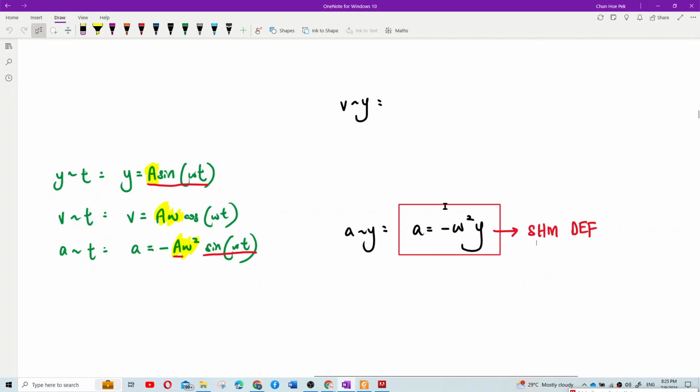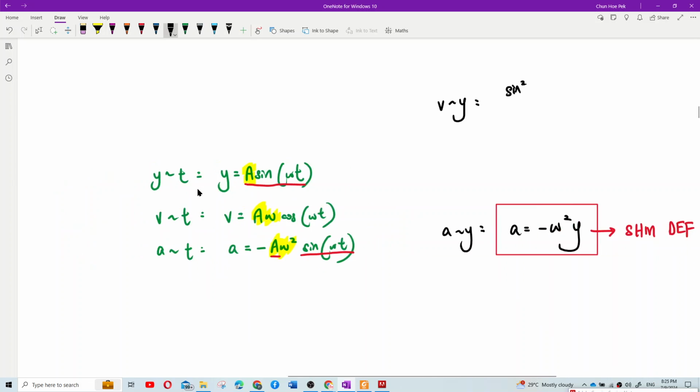Definition. Okay. So now, how about velocity? We get one more formula: velocity versus displacement formula. How to get it? Very simple. I'm sure everybody here already learned about trigonometry. You know this thing. Sine square.